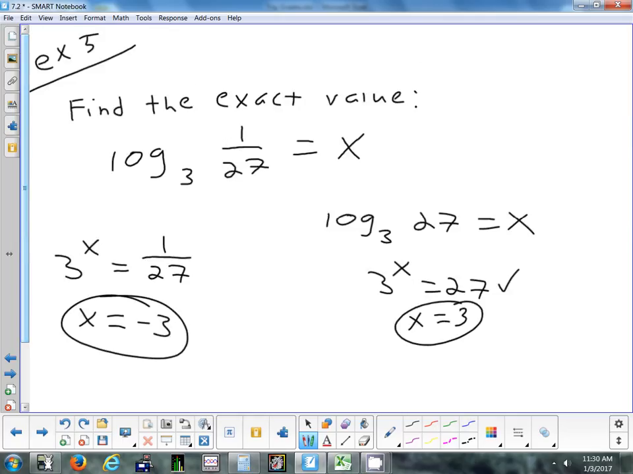Any questions on that? If you want to get a fraction, just make sure you make the answer negative. But other than the negative sign, you solve it just like you would if it wasn't a fraction. You just have to remember to put a negative in front when you're done.